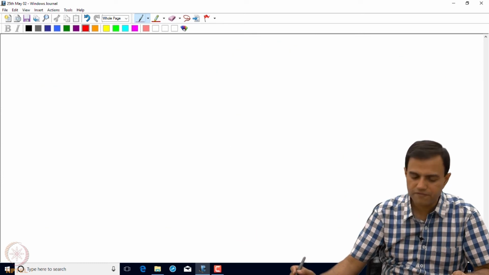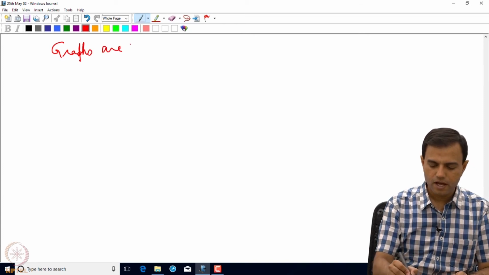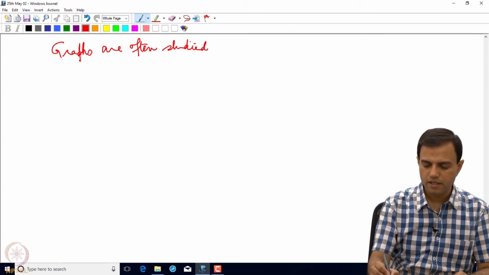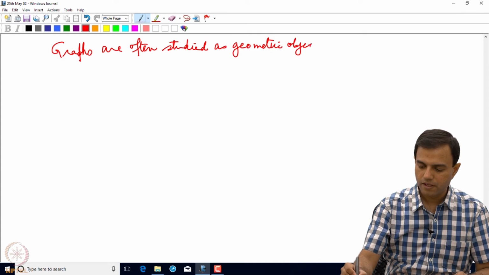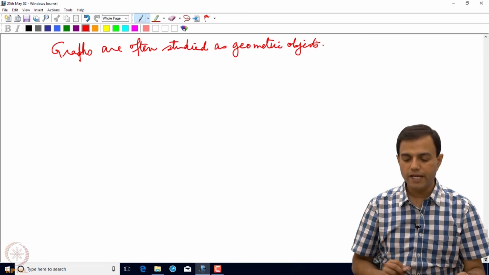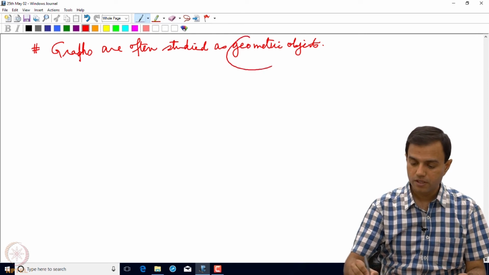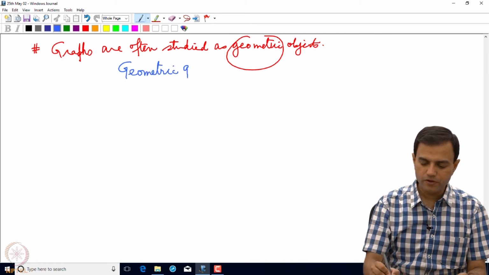Quite often all these graphs are studied as geometric objects. And we are not going to be bothered with that in this course. But to understand groups, people use geometry, and the branch of mathematics which is called geometric group theory.